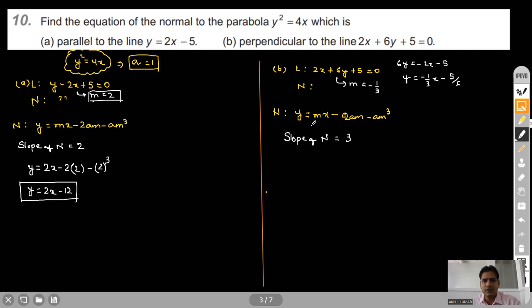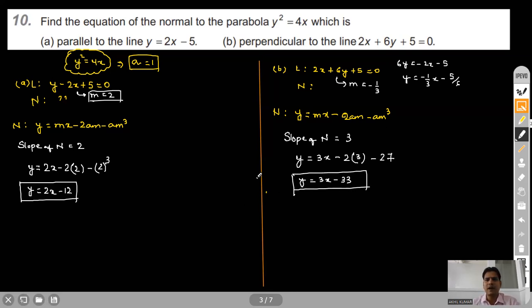So I will put this value in this equation. Our equation of normal will become y is equal to 3x minus 2 times 3, minus m cube, which will be 27, means 3 cube. So it will be y is equal to 3x minus 33. So this will be the required equation of normal.